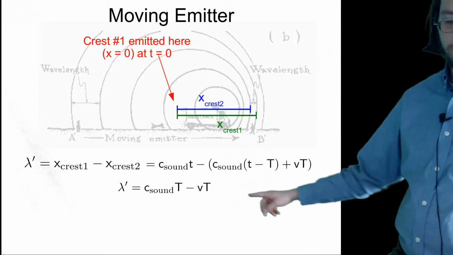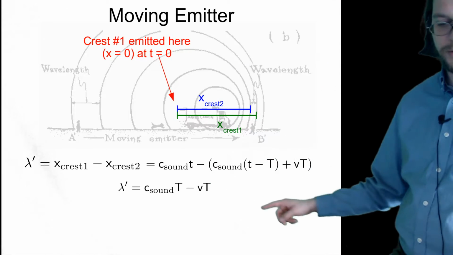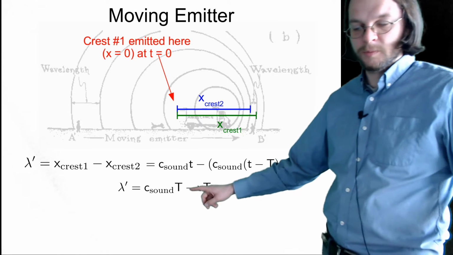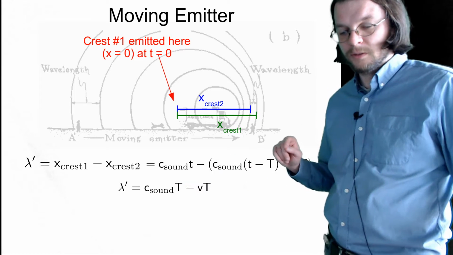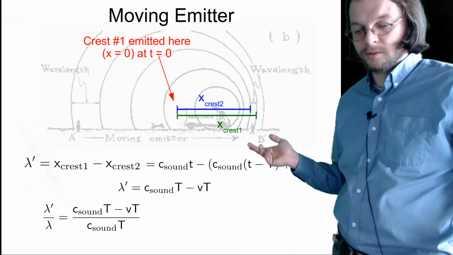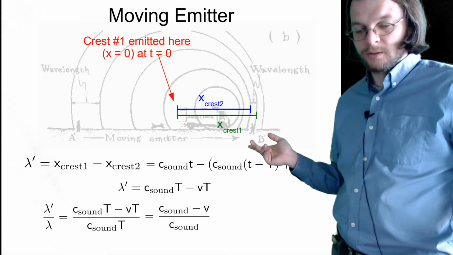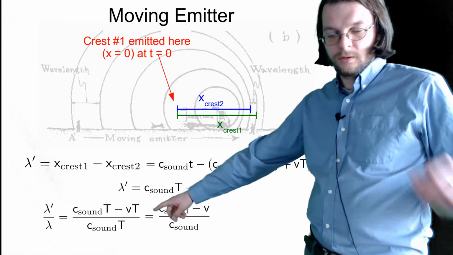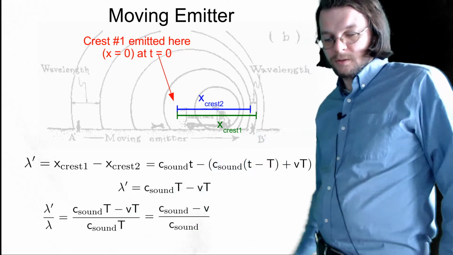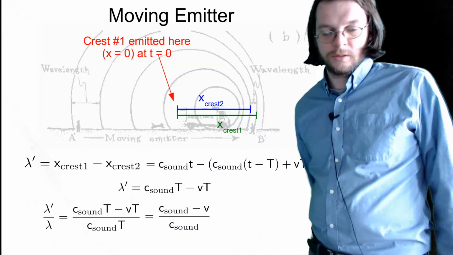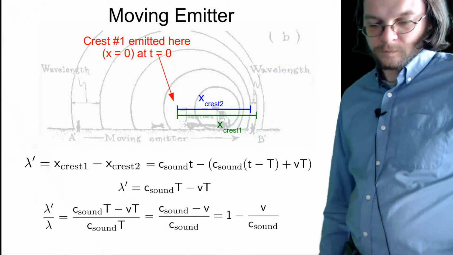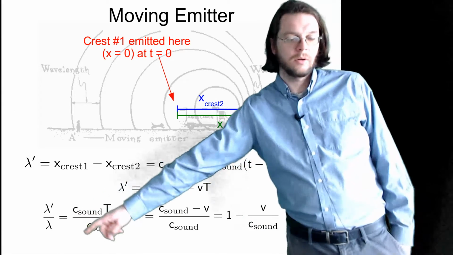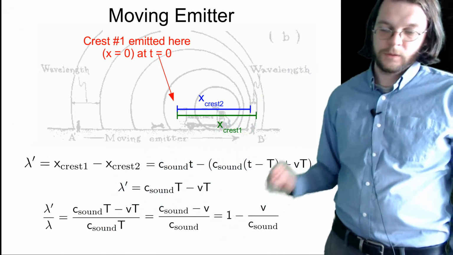And so from here, we can rewrite this equation in a couple different ways. One way we can rewrite it is by noticing that this factor here, c sound times the period, is actually the original wavelength. So that's one way to write it. We can also divide by the original wavelength and write it this way. So dividing by c sound times the time, we end up with something like this. So again, the ratio of the new wavelength to the old wavelength is this.